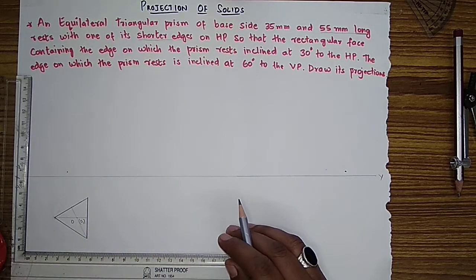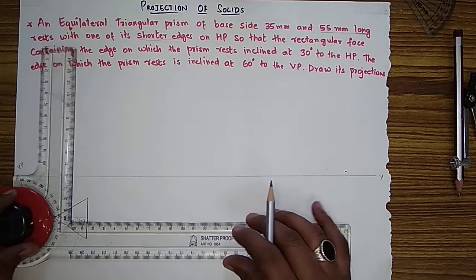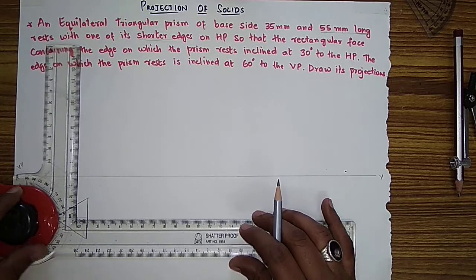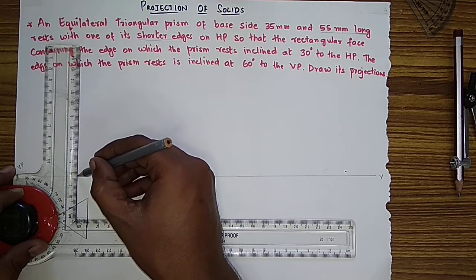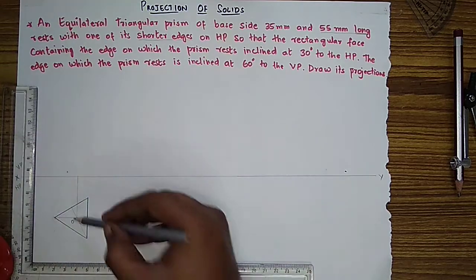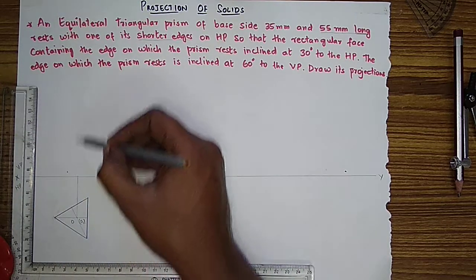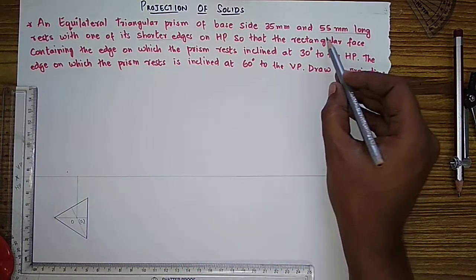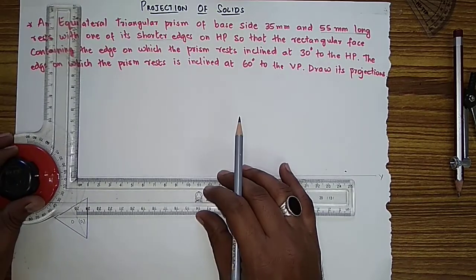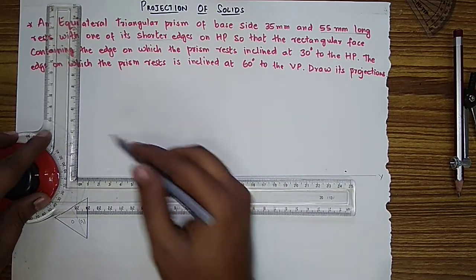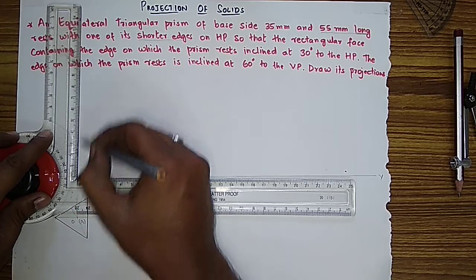You have to write it O1. For the prism you have to take a line from this origin up to the XY line, the projection line. This line is called the projection line. From here you have to take the axis height. How much is it? 55 mm. So I am drawing the 55 mm axis height. This is 55 mm.